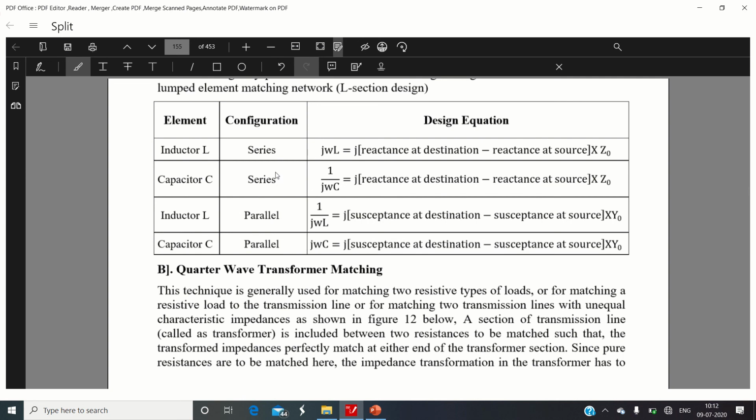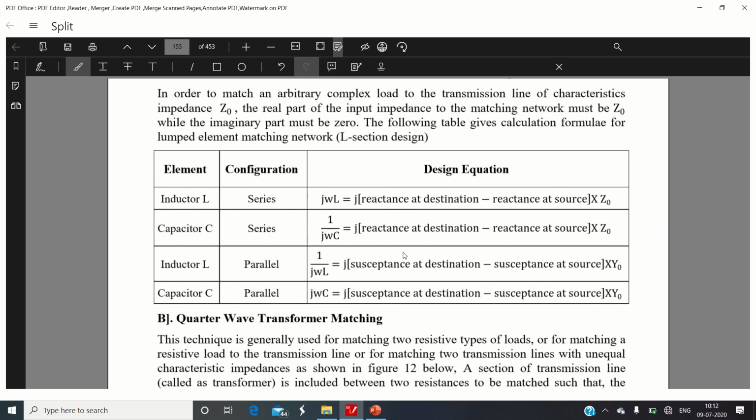Similarly, when a capacitor is used in series, use this formula. When you want to make use of a parallel inductor, use this formula. And whenever we want to make use of a parallel capacitor, make use of this particular formula. Okay, so what do we mean by reactance? What do we mean by susceptance? What are the sign conventions that we need to take in order to consider the values? That we are now going to make clear. So quickly take down this particular table.